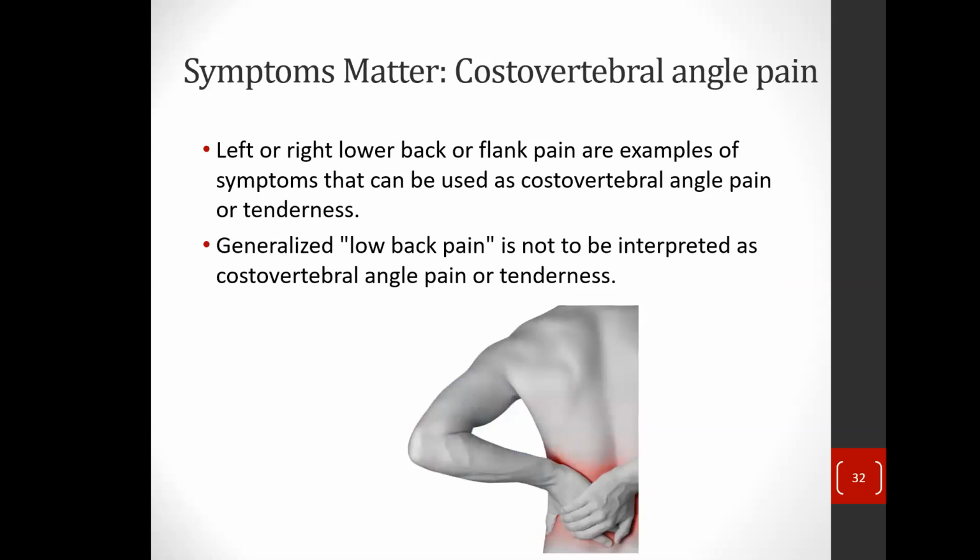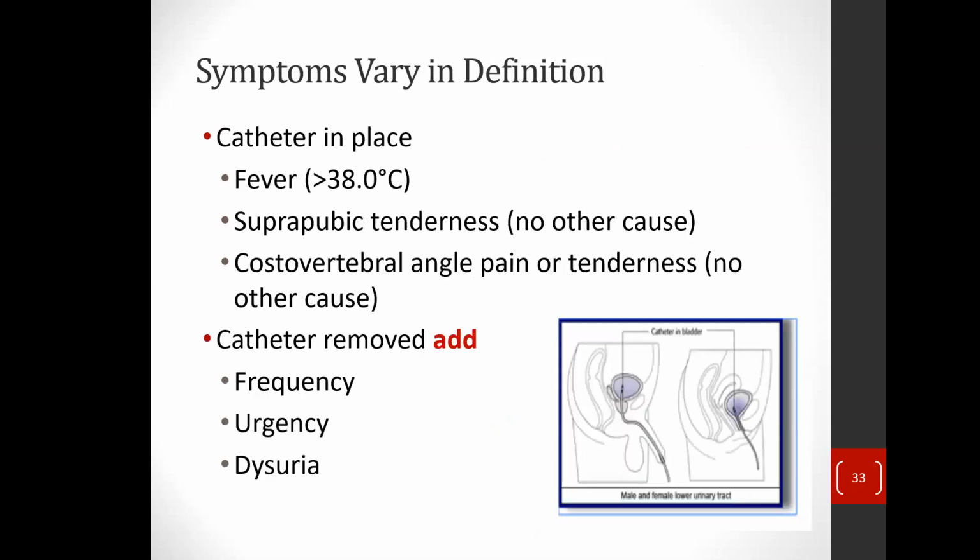Okay, our next symptom is costovertebral angle pain. That is left or right pain. The back or flank pain are things that you qualify as this. Generalized low back pain is not to be interpreted as costovertebral angle pain. It must be lateralizing one side or the other. Okay, and then as you see, the ones with the catheter in place, those are the symptoms that you can use. And then you can add frequency, urgency, or dysuria only if the catheter has been removed.